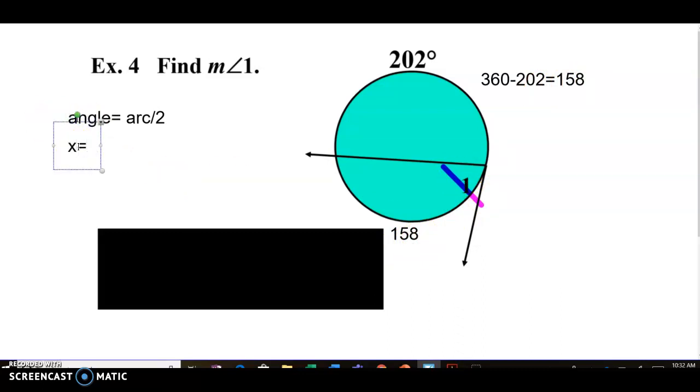So again, I'm going to use x as my variable here. My arc is 158 degrees, and divide that by 2. So x is just going to equal 79 degrees.